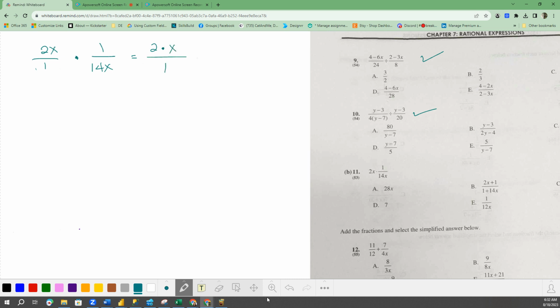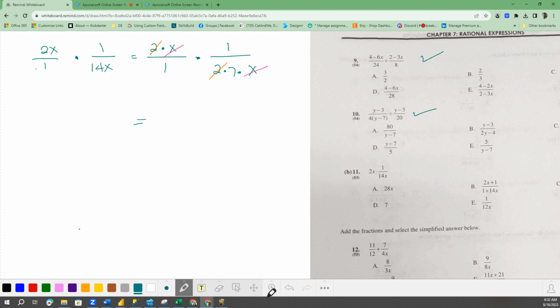1 is just 1. And then the 1 on top of the second fraction is just 1. 14x can be factored as 2 times 7 times x. And now anything in the numerator can cancel out with anything in the denominator. So this 2 and that 2, and then this x and that x. And technically, the 1 will also cancel, not that it really makes a difference.